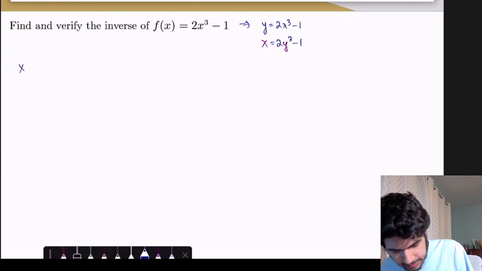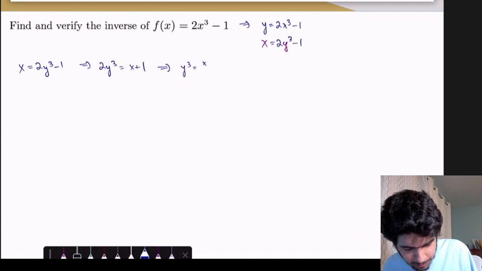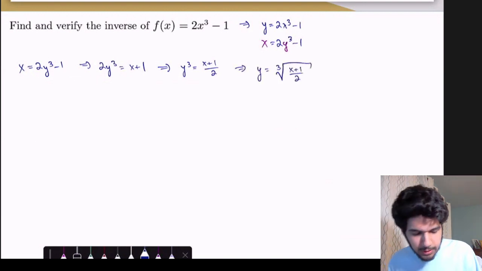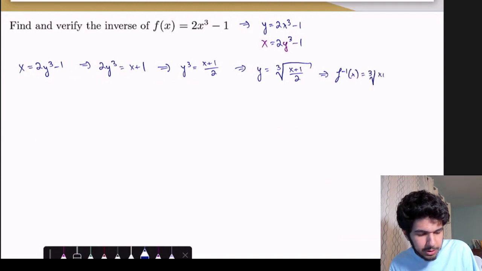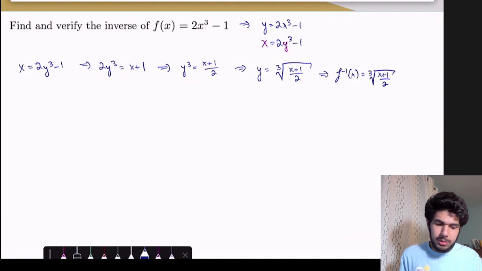So we have x equals 2y cubed minus 1. That tells us that 2y cubed is equal to x plus 1. That tells us y cubed equals (x plus 1) over 2. And finally, y is equal to the cube root of (x plus 1) over 2. So this indicates that f inverse of x equals the cube root of (x plus 1) over 2. So that would be finding our inverse function.